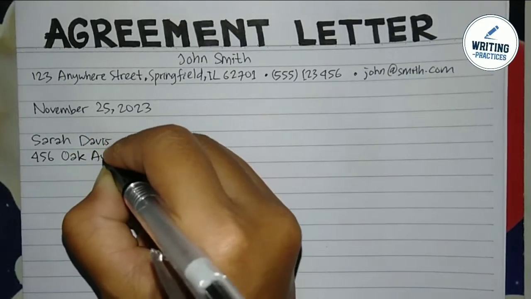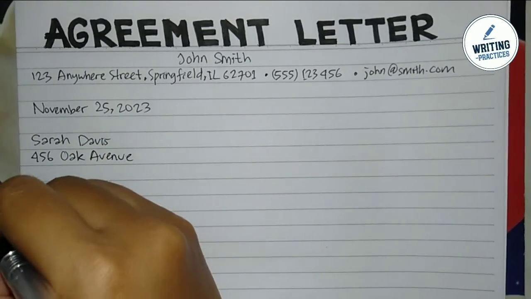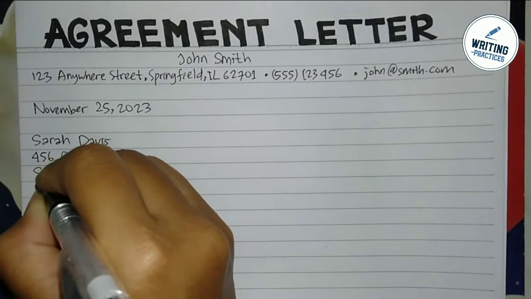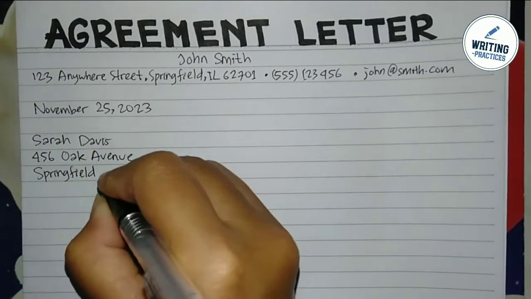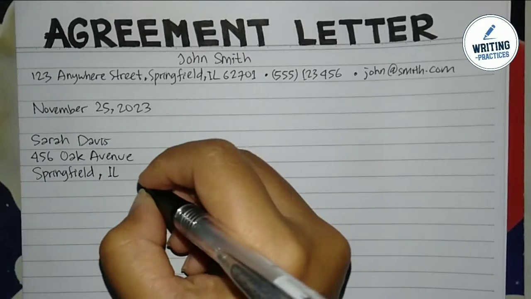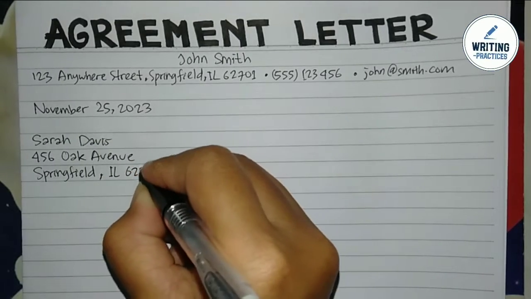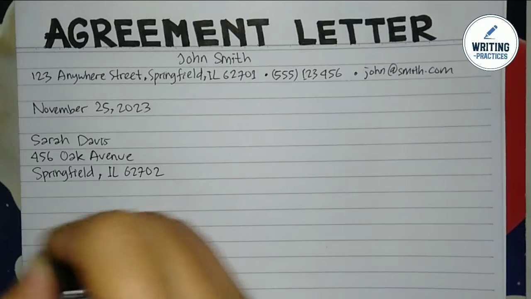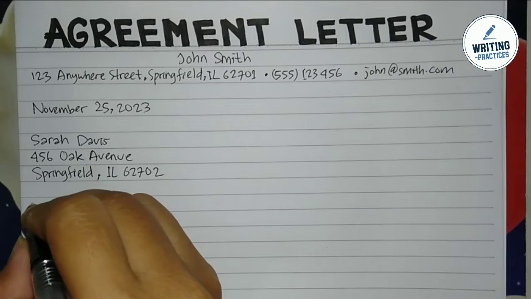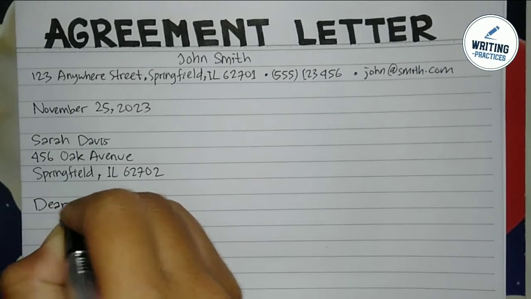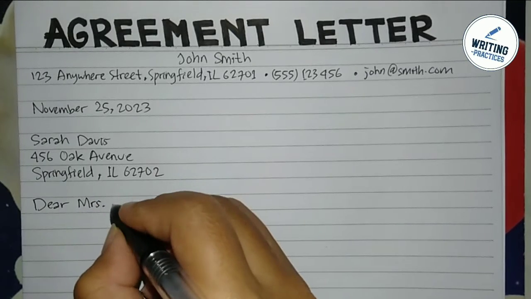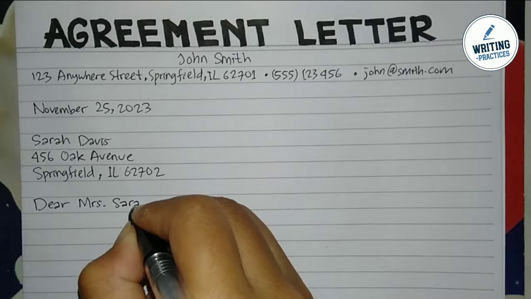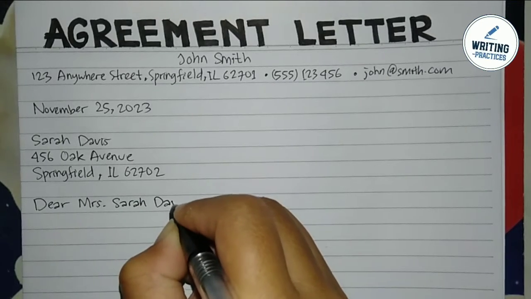For the next, you can write the name of the recipient. It is the one you have an agreement with. And then, write the recipient's home address. Don't forget to include the home number, street name, city, state, and zip code. Once you complete this information, now you can open the letter with salutation. Simply write, "Dear Mr. or Ms. or Mrs., followed by the last name of the recipient.